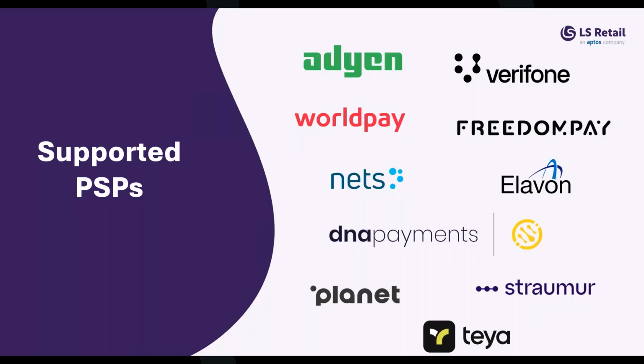Adyen, Verifone, WorldPay, FreedomPay, Nets. So this is the Nordic Nets, not the Singaporean Nets. Elavon, DNA Payments, Planet, Strømmer, and Teya. And this selection is heavily based on demand, as I said. So if there is a PSP you need, then we can simply activate it within our offering in a very quick fashion. So you just simply need to let us know which PSPs you need.